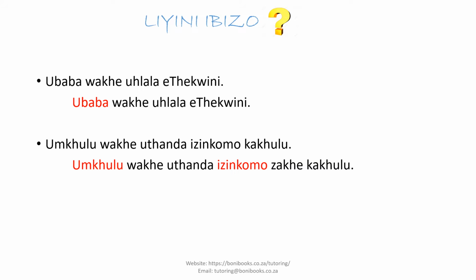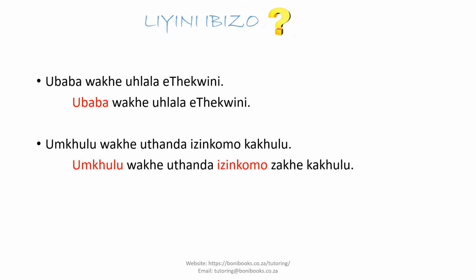Okay, let's look at this first sentence. Ubaba wakhe uhlala eThekwini. Let's see, do we have a noun in this sentence? Can you see a noun in this sentence? Yes, there is a noun. Ubaba. Ubaba wakhe uhlala eThekwini. Ubaba, there is your noun.